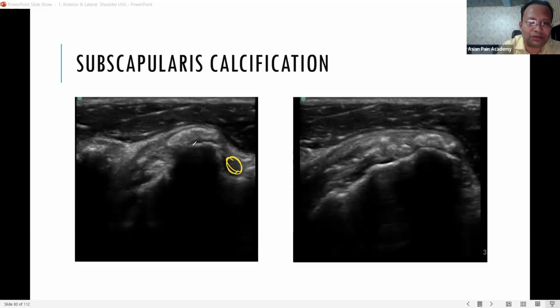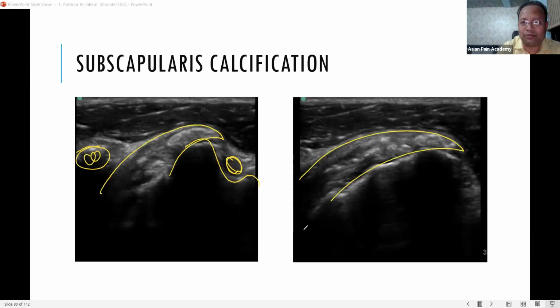This is the biceps. This is the short axis. Okay, coracoid. This side is coracoid. And this is the subscapularis. Here also the biceps tendon is there.